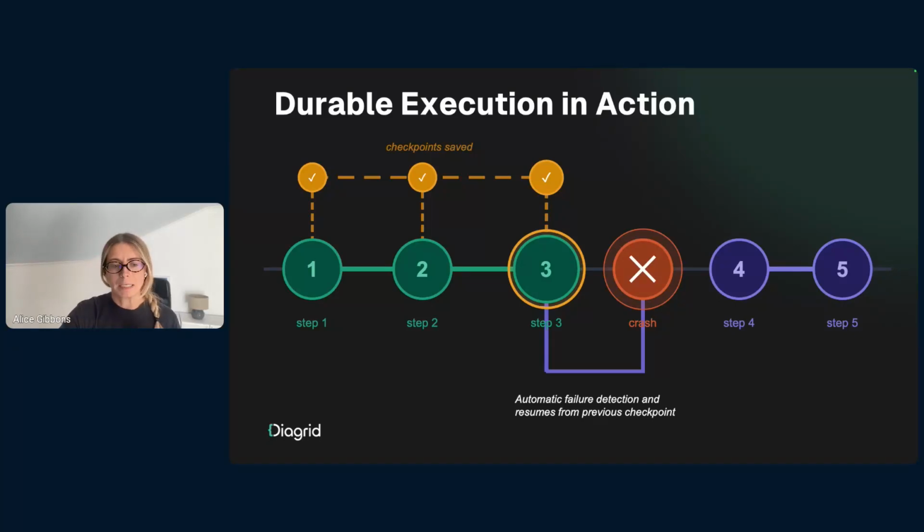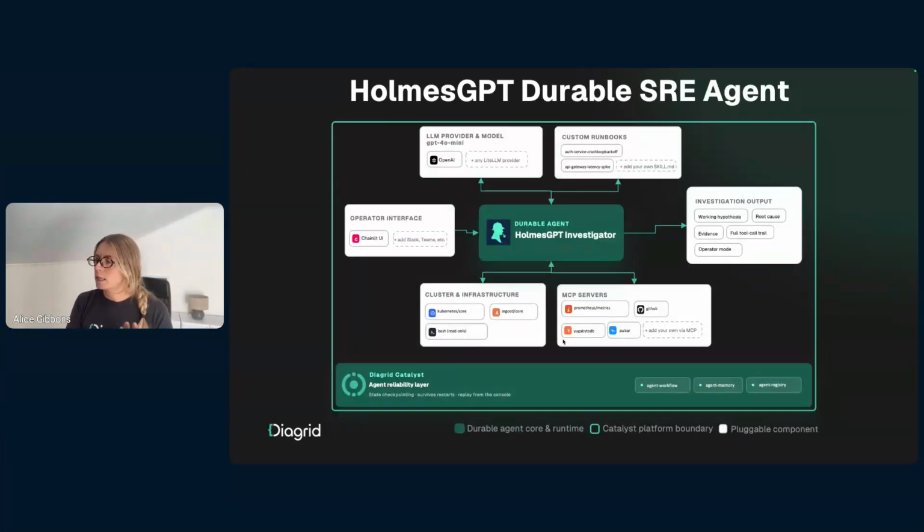So this is really the core piece that makes this HolmesGPT agent production ready. And we can get a little bit now into the architecture of what we're doing as well. As I said, we have this durable agent. It's a single agent. In this case, we have a number of custom MCP servers that we have integrated as well. So we have Prometheus that we're using.